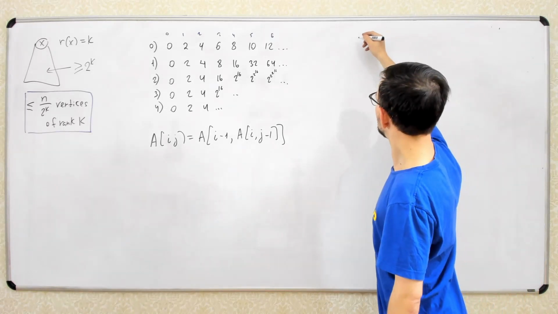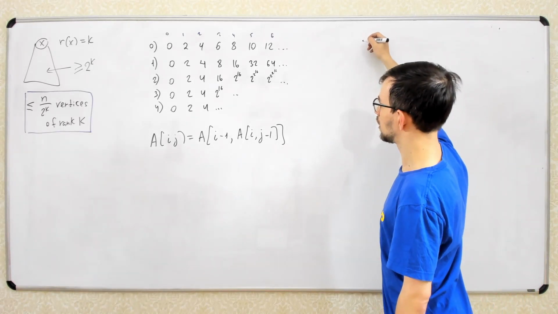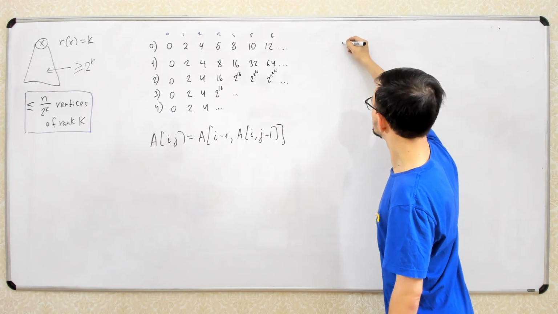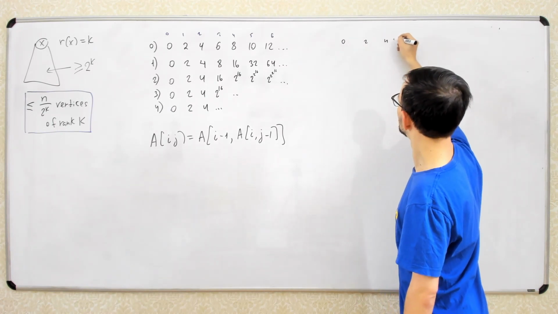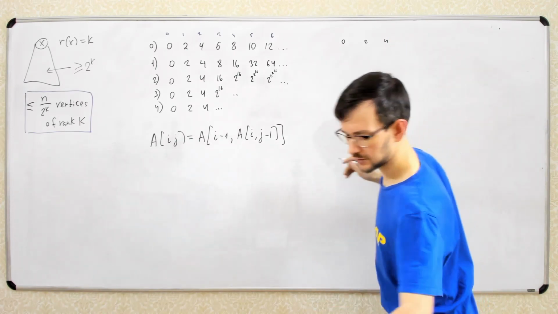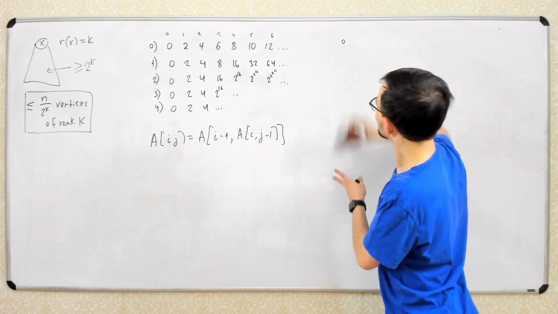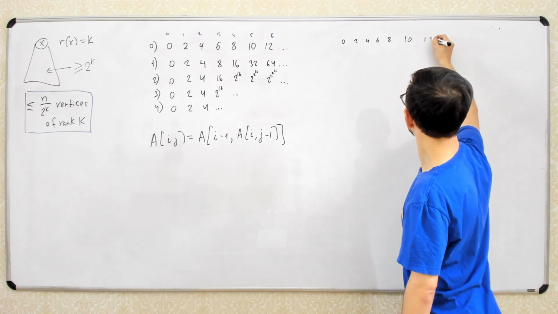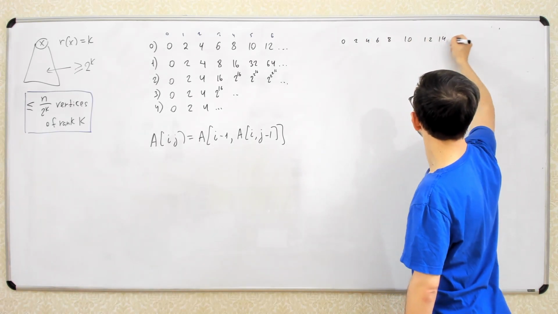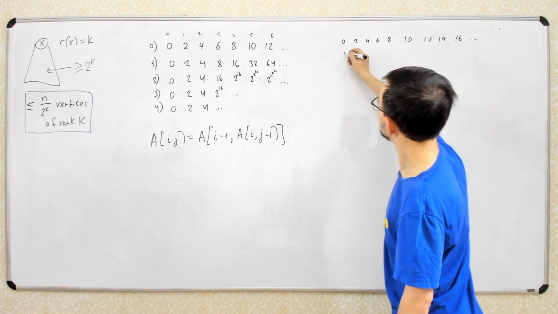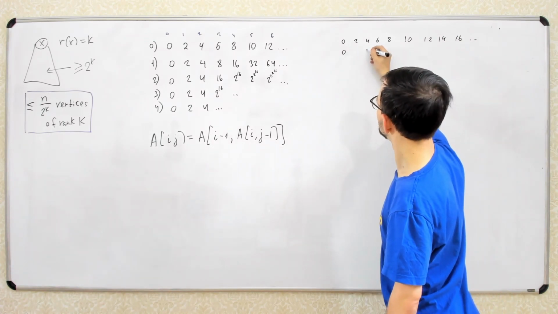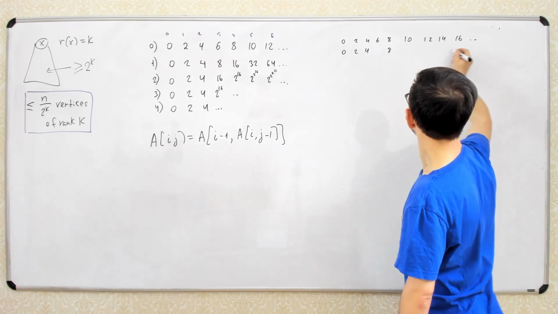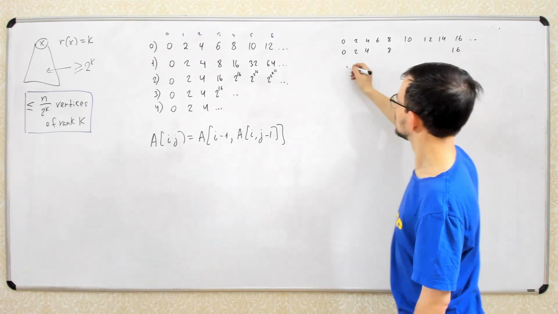Again, first we have this sequence 0, 2, 4. Let's put them closer. We have 0, 2, 4, 6, 10, 12, 14, 16, and so on. Here we have 0, 2, 4, 8, 16, and so on.